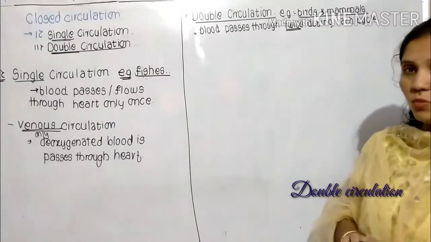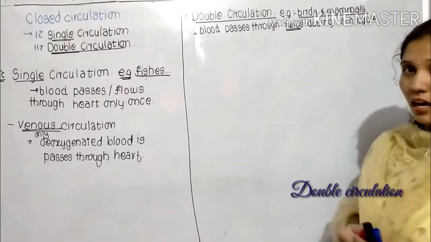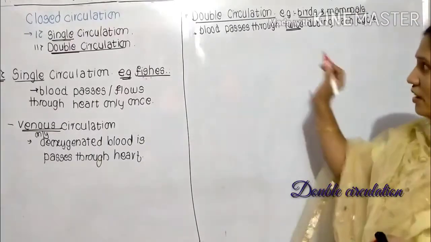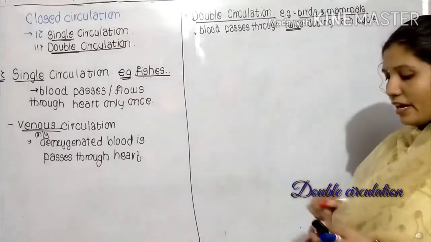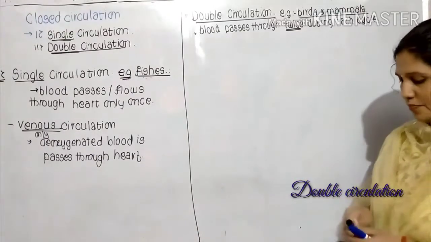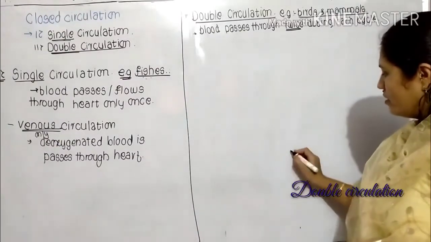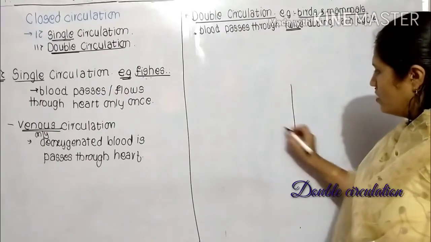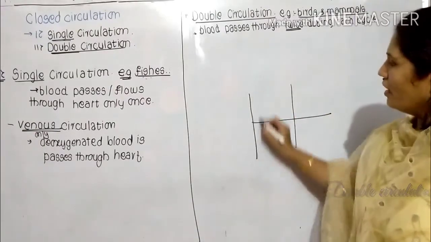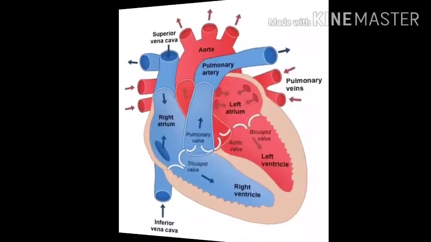Now see the small diagram I made here. See the human heart. In double circulation the heart gets divided into two parts. In that, the heart gets divided into four parts.